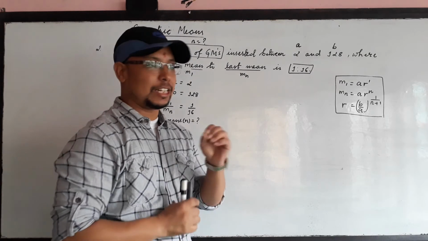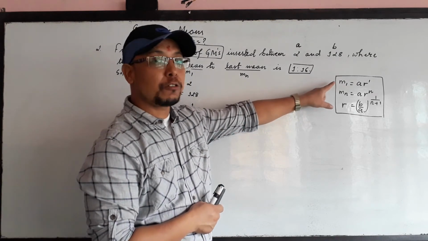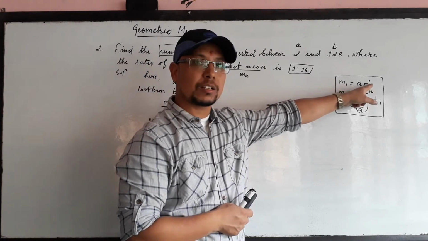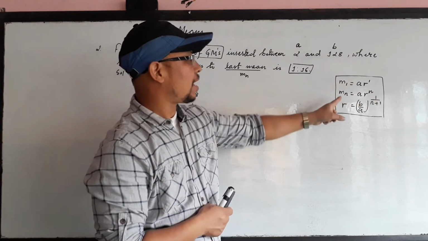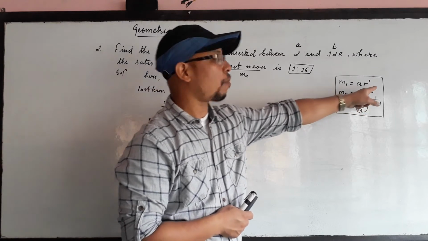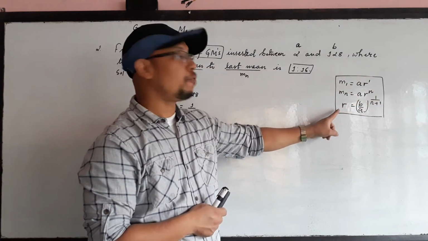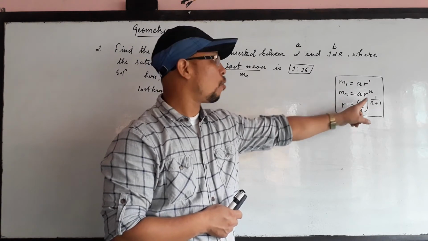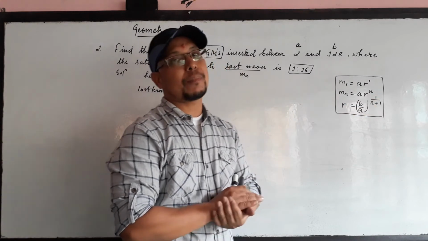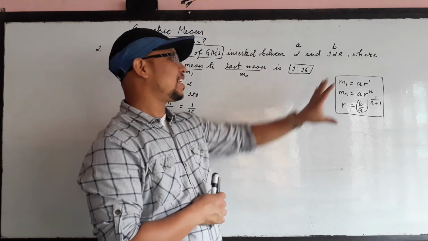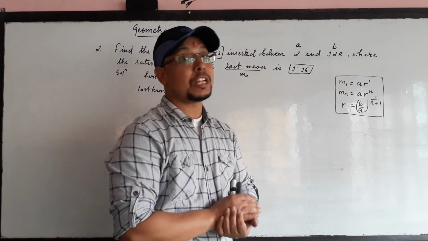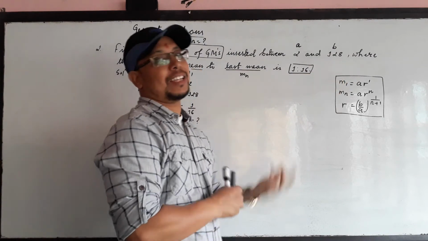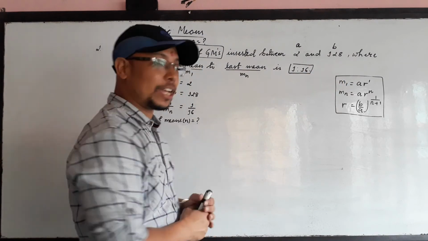Before starting it, let me recall the formula that we have done in geometric mean. Here we know in the geometric mean, the first mean is a into r, or ar power 1, and the last mean Mn is ar power n. There we derived the common ratio as (b divided by a) whole power 1 by n plus 1. This is the formula we derived in our previous lecture. So remember students, we're going to use this formula in solving this problem.